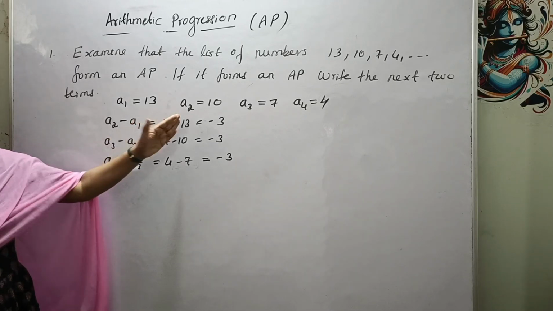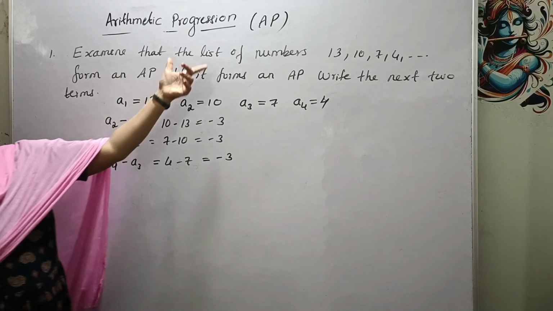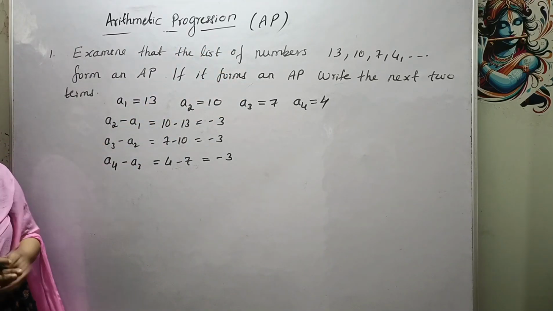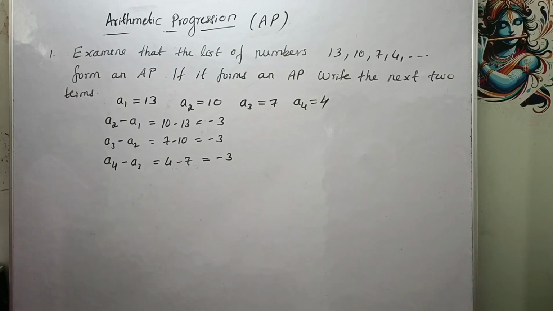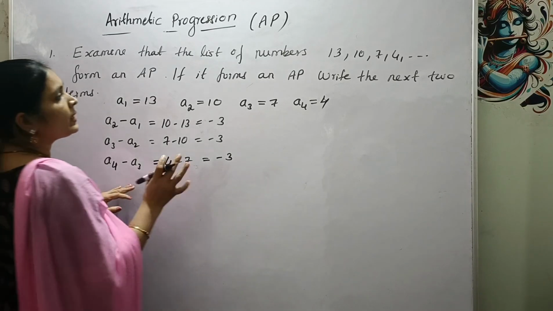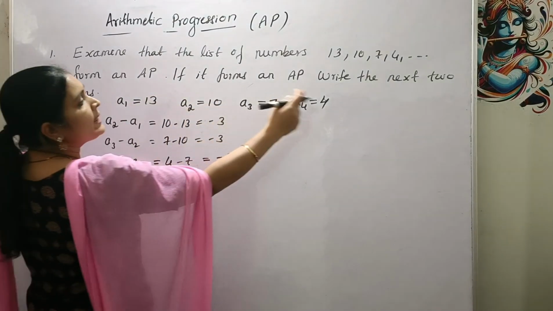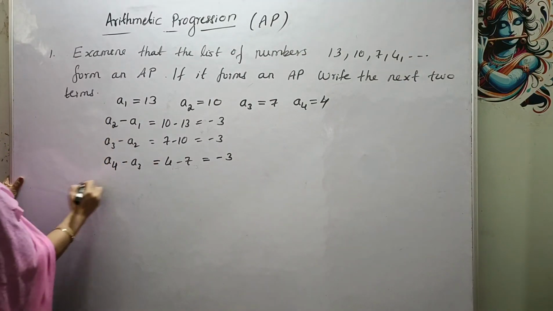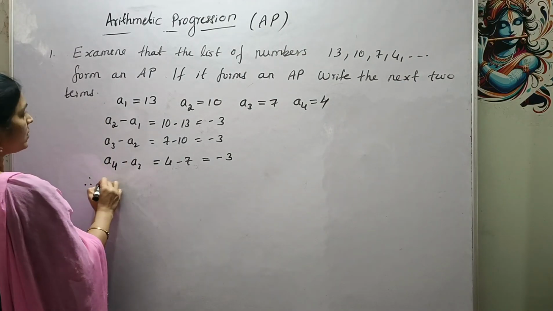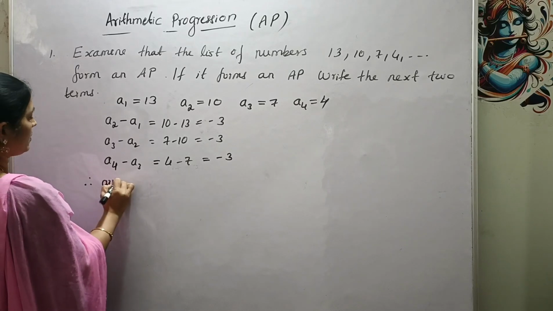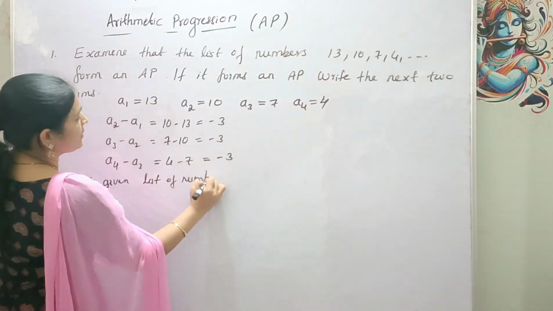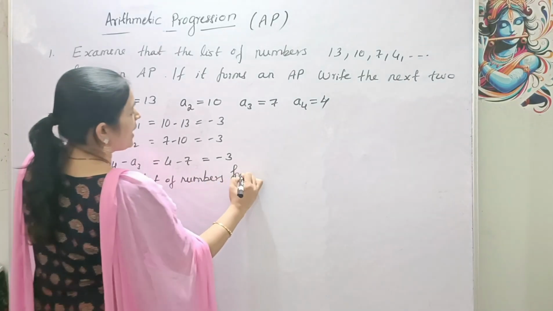So now that means the given list of numbers forms an AP. And the next question is to write the next two terms. Okay, now let's write. Given list of numbers forms an AP.